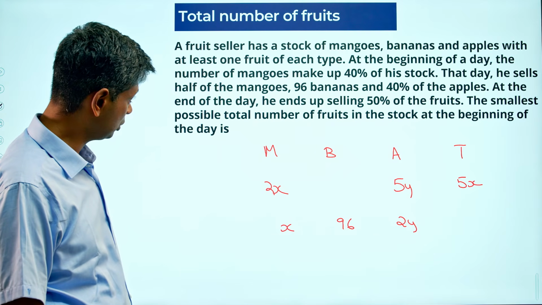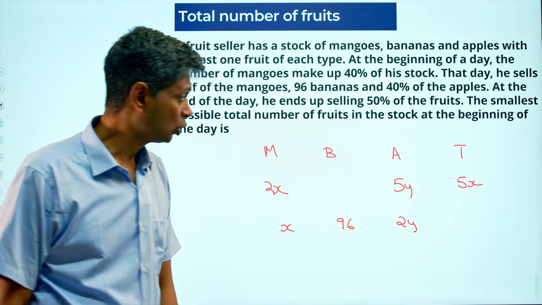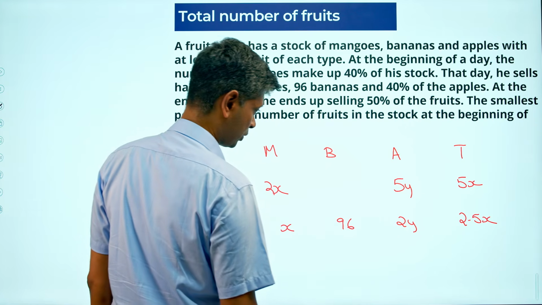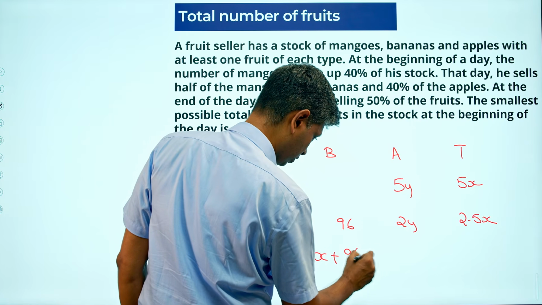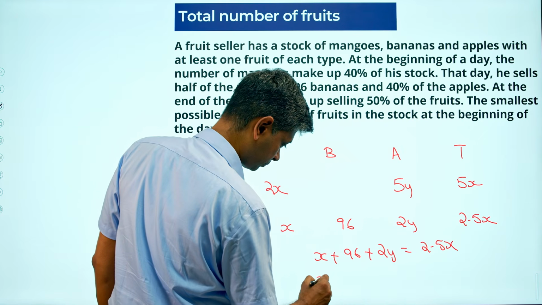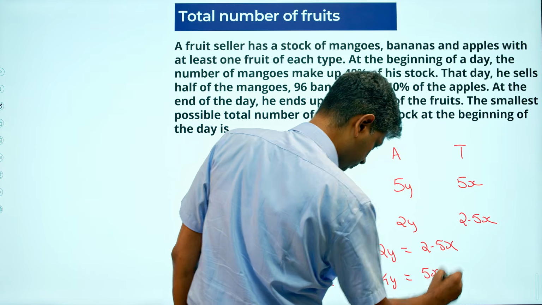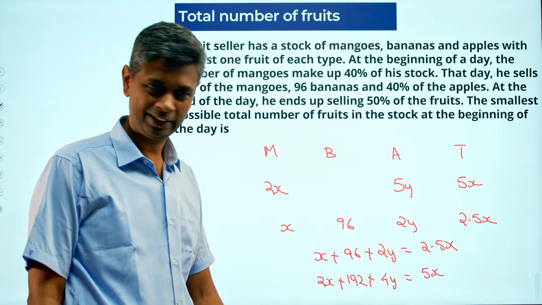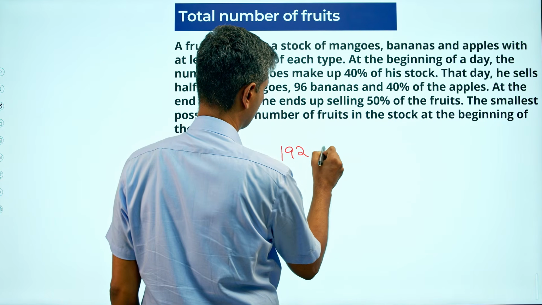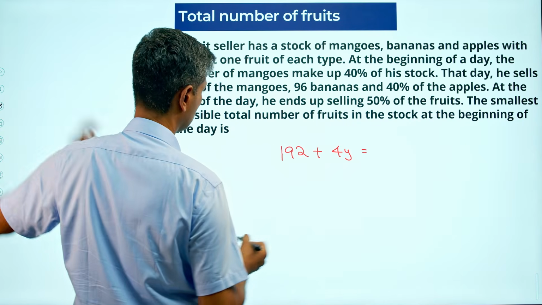The smallest possible total number of fruits in the stock at the beginning of the day. He's selling 50% of the fruits. Total is 5x. He's selling 2.5x. So x plus 96 plus 2y equals 2.5x, or 2x plus 192 plus 4y is 5x. I'm just multiplying by 2, nothing else. So 192 plus 4y equals 3x.